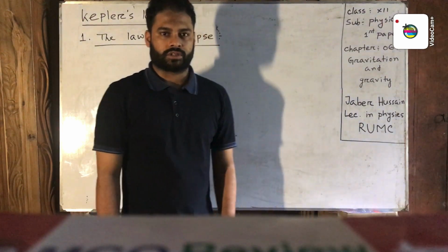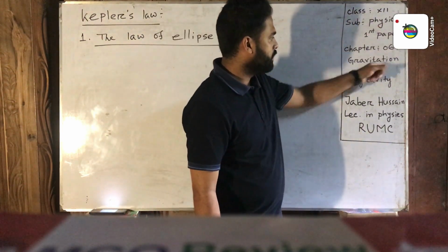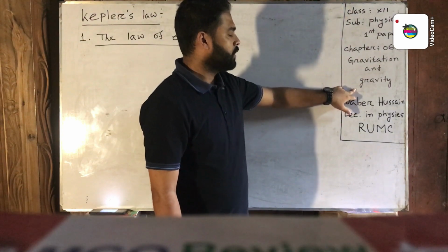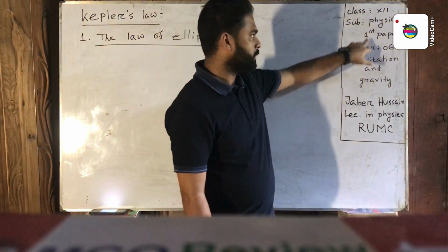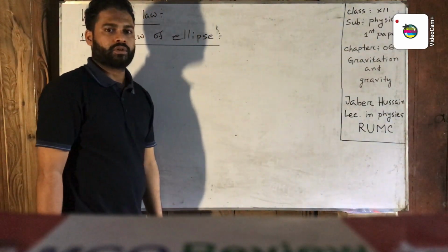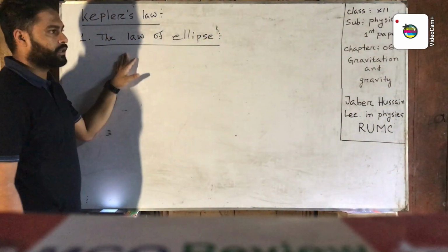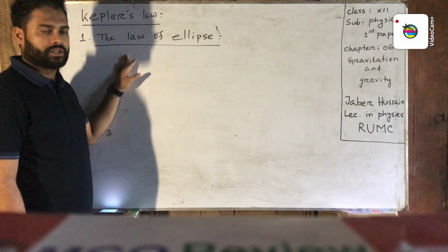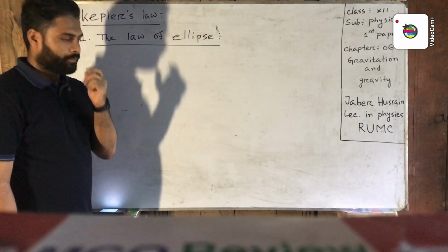Today we discuss chapter 6, Gravitation and Gravity, which is taken from Physics First Paper for Class 12. Now we discuss Kepler's laws. There are three Kepler's laws. First one, the law of ellipse.